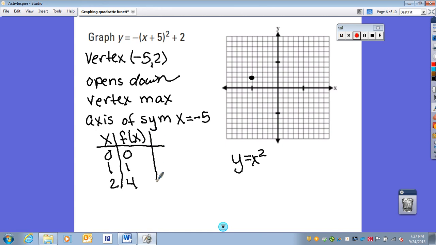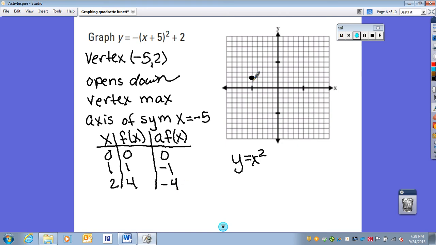Now what we're going to do is create our third column, which is our a f of x, or multiplying our leading coefficient times our f of x. Our leading coefficient is -1. So 0 times -1 would be 0, 1 times -1 would be -1, and 4 times -1 would be -4.